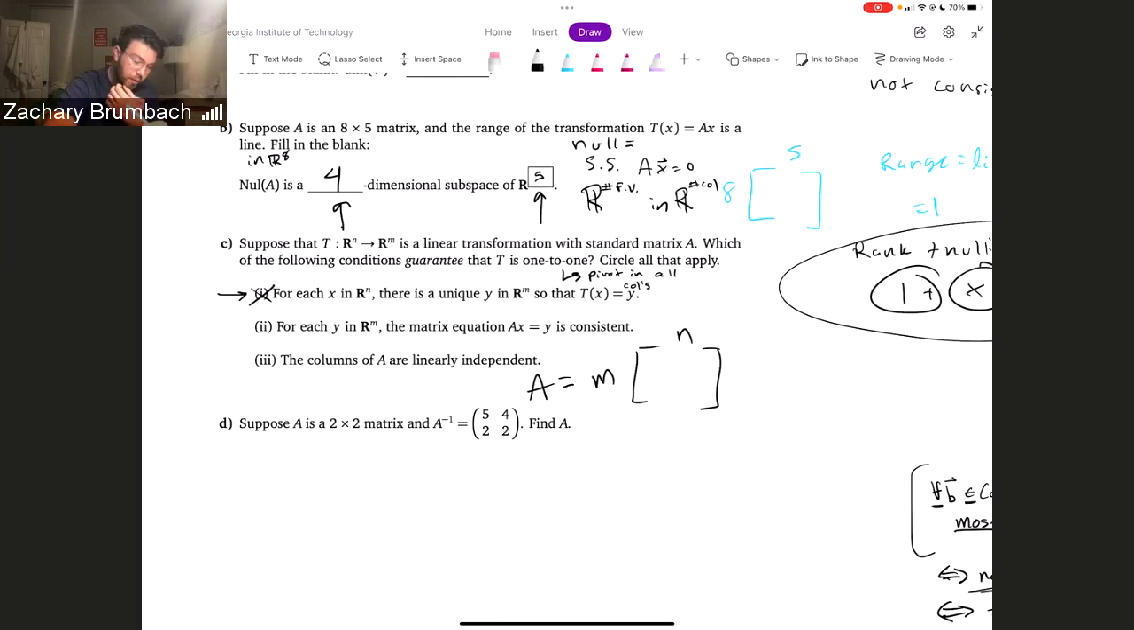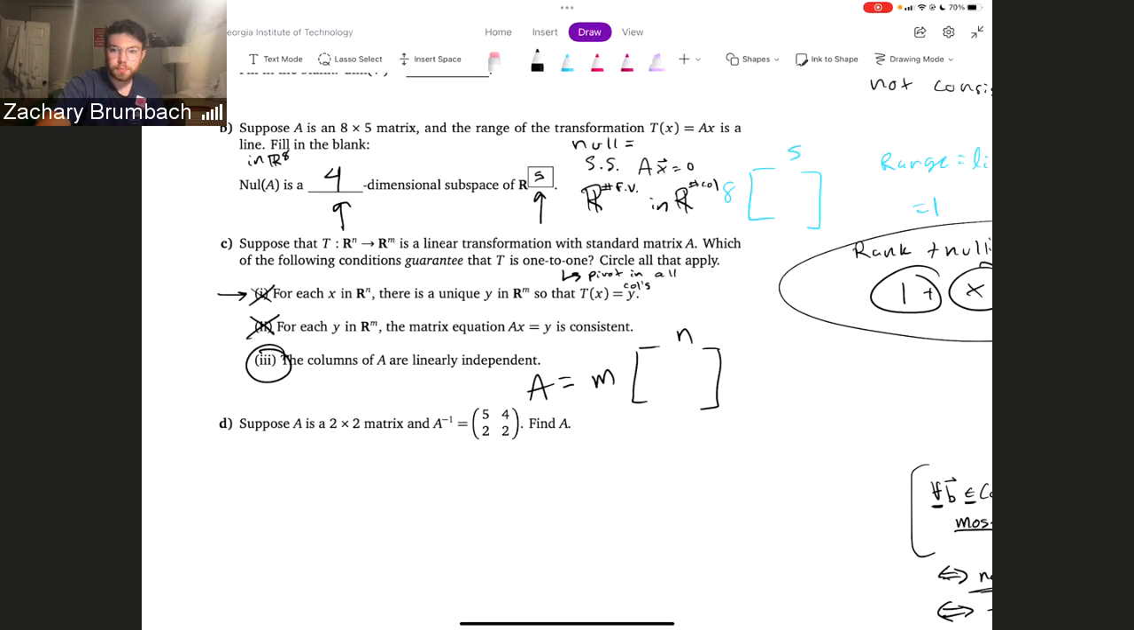Okay. 2 is for each y, the matrix equation Ax equals y is consistent. So that would mean that we can get to all of our y's, or that is onto. Onto and one-to-one do not mean the same unless it's square, because if you have a pivot in every column and you have an n by n matrix, then you have a pivot in every row as well. So part 3 says the columns of A are linearly independent. If they are linearly independent, you have a pivot in every column, and that is true.